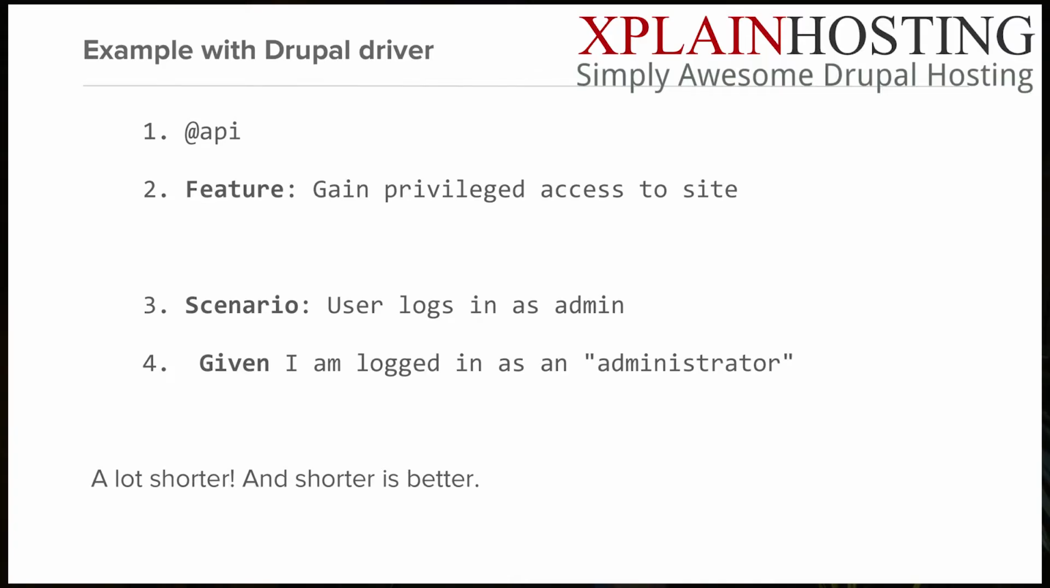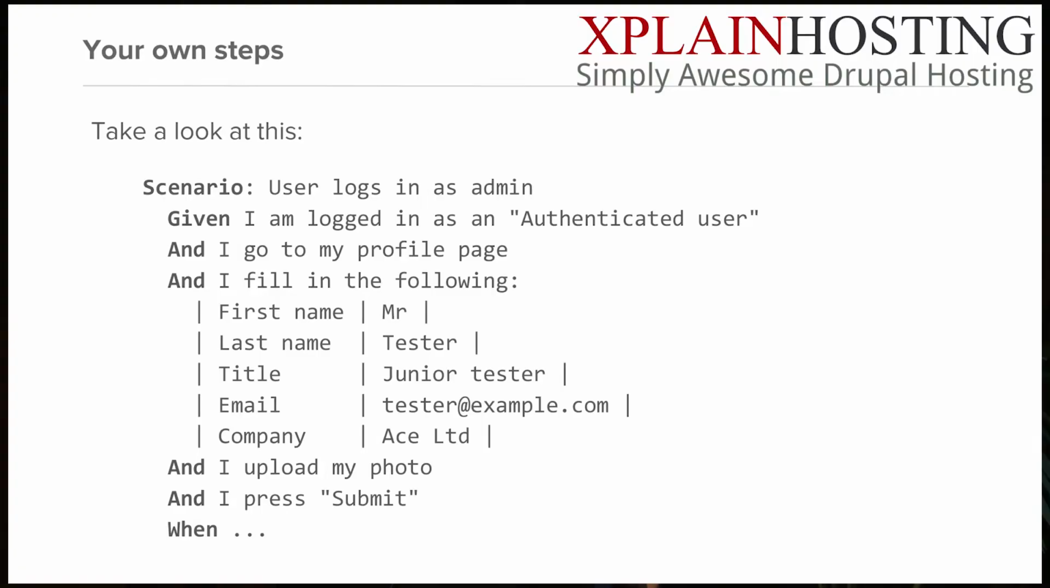So if we do that, we can write much better tests actually. The feature is again, gain privileged access to the site, but the scenario is way shorter. User logs in as admin, and we can have simply that step: given I am logged in as an administrator. That's a step that is provided by the Drupal extension, and it allows you to specify a role. What it does in the background is create some random username and random password, keep track of that, and use that to log in. And administrator is then the role. So you can also use login as authenticated user or login as developer or whatever roles you intend to have on your website.